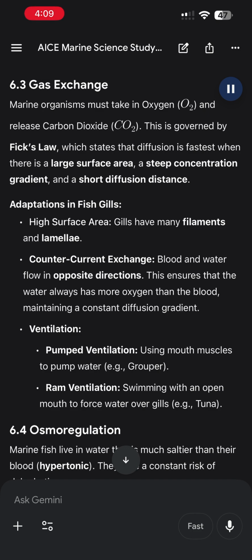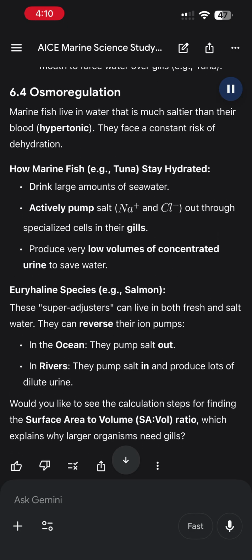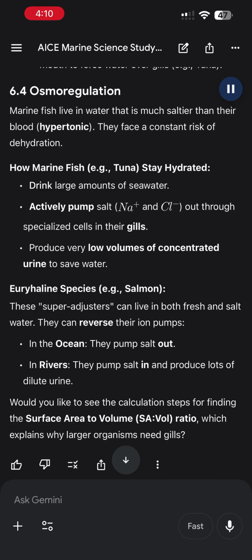Ventilation. Pumped ventilation, using mouth muscles to pump water, e.g. grouper. Ram ventilation, swimming with an open mouth to force water over the gills, e.g. tuna. 6.4 Osmoregulation. Marine fish live in water that is much saltier than their blood, hypertonic.